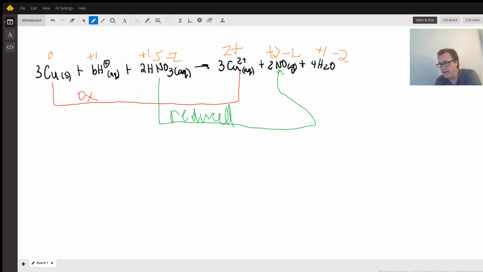So now that we've identified what has been oxidized and what has been reduced, if something has been reduced, then that means it is the oxidizing agent. And if something has been oxidized, then that means it is the reducing agent.